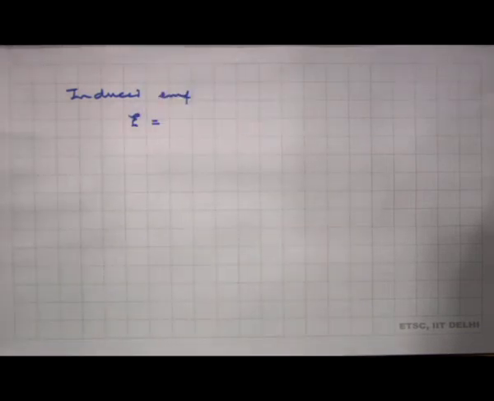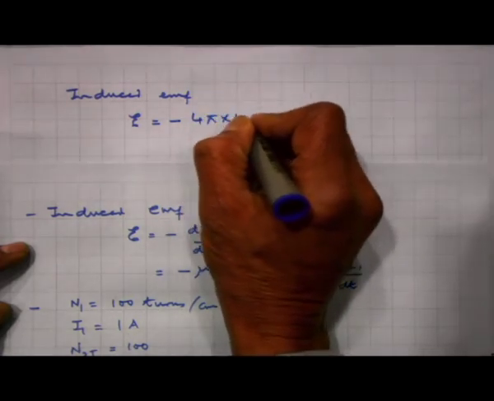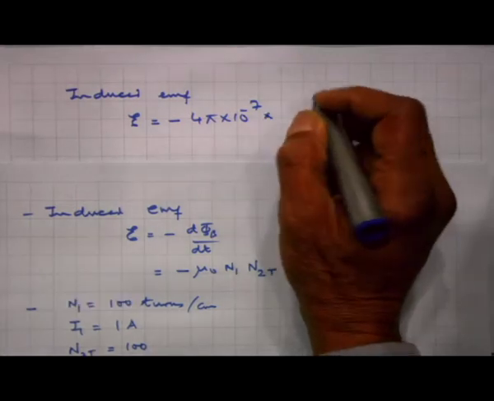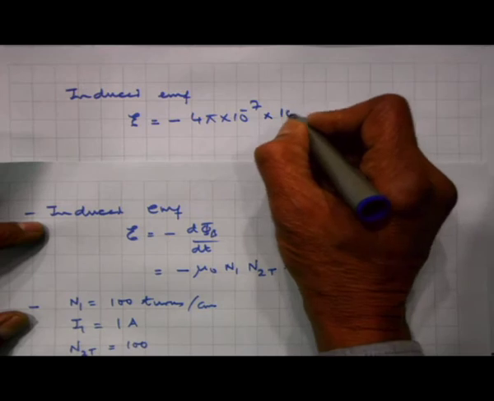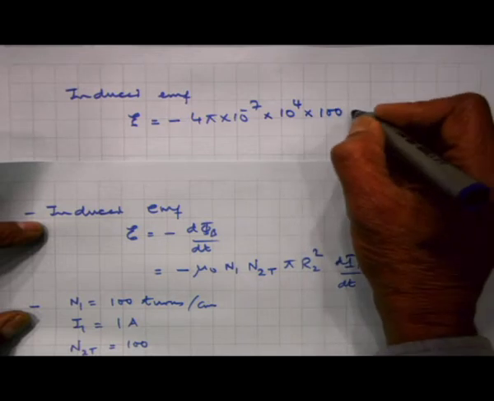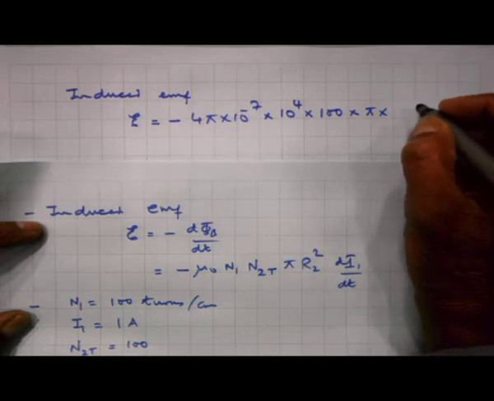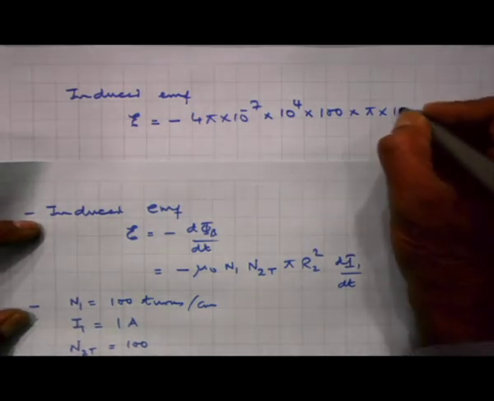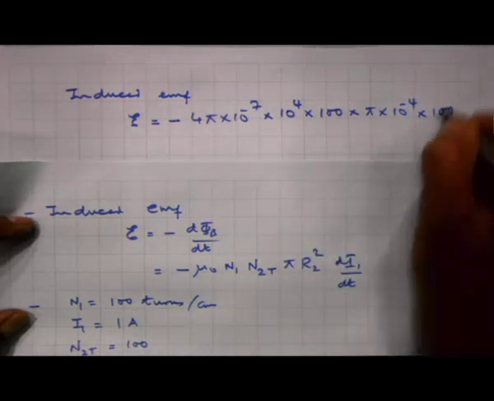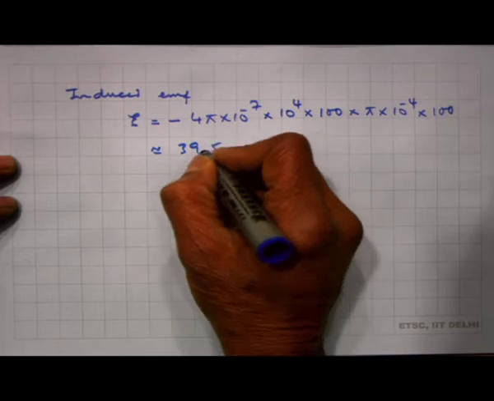is equal to, so I must substitute this. So, this is minus 4 pi 10 to the minus 7, which is the mu naught, into N1, which I have given as 100 turns per centimeter, that is 10 to the power 4 turns per meter, into N2, which is 100, into pi r square, which is pi into r2 square. I have assumed a radius of 5 centimeters, so that is 10 to the minus 4 meter square, into di1 by dt, which is 100 amperes per second. And we can substitute all this and get approximately 39.5 millivolts.